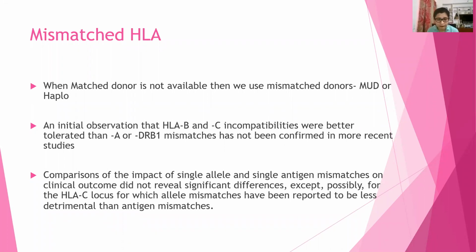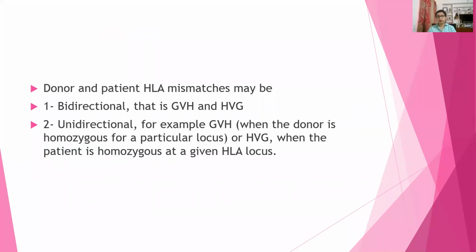Comparison of the impact of single allele and single antigen mismatches on clinical outcome did not reveal significant differences, except possibly for the HLA-C locus, for which allele mismatches have been reported to be less detrimental than antigen mismatches. So now coming to the last part of my talk, which is what the mismatches are.